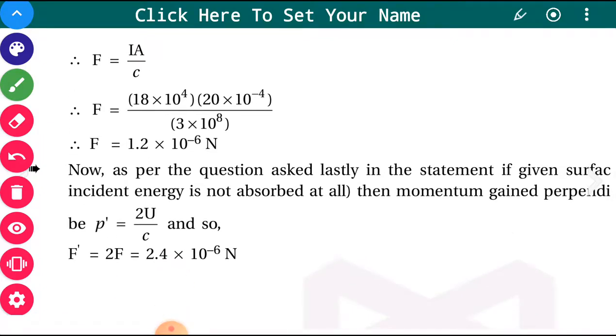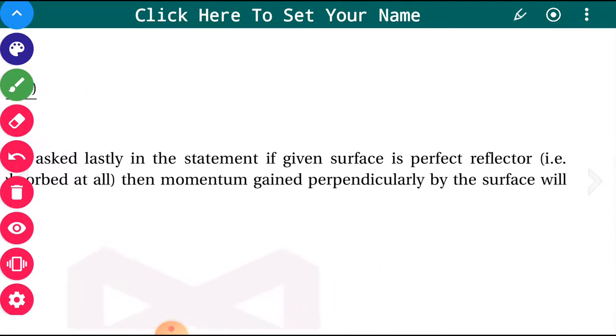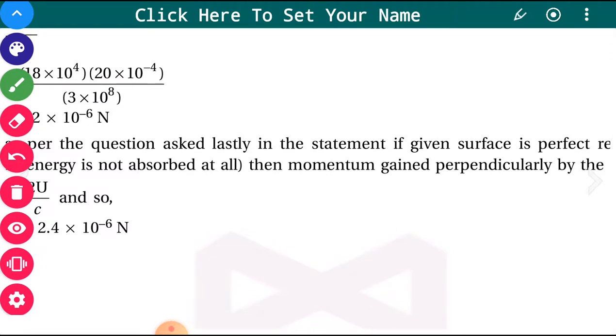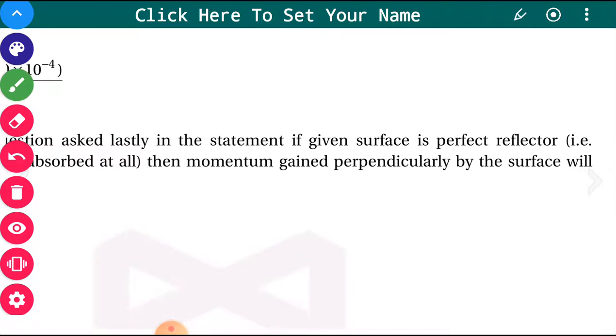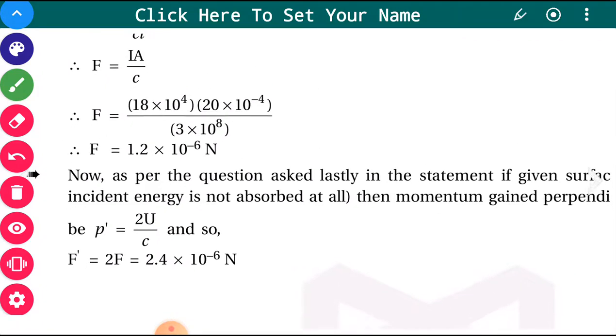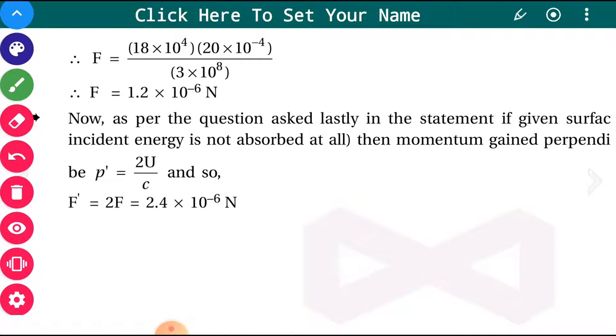Now as per the question asked lastly in the statement, if the given surface is a perfect reflector, that is, incident energy is not absorbed at all, then the momentum gained perpendicularly to the surface will be P prime, and that will be 2 times U upon C. So F prime will be 2F, and it will be 2.4 into 10 raised to minus 6 Newton, because whatever energy is incident is not absorbed at all, so it is reflected. So F prime will be 2 times F.